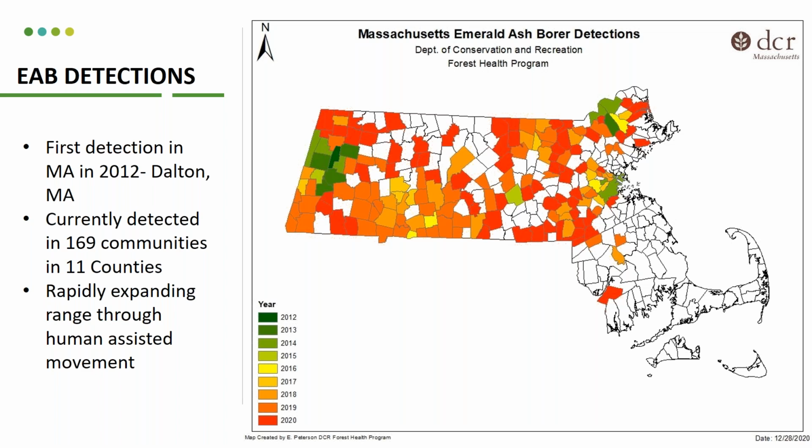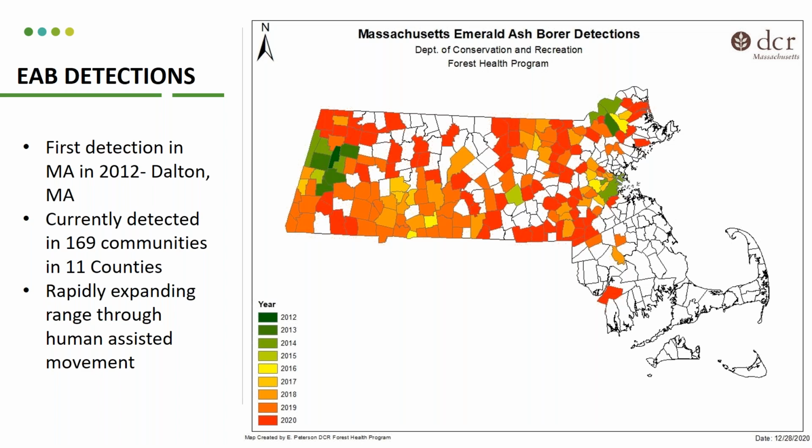So that's 11 of our counties. The only counties we haven't found it in are Barnstable, Dukes, and Nantucket, and most of that is due to there being very little ash resource out on those coastal areas. We still do look out there and we do follow up on reports, but we have not found it in those areas yet. But through most of the state, it's pretty widespread.